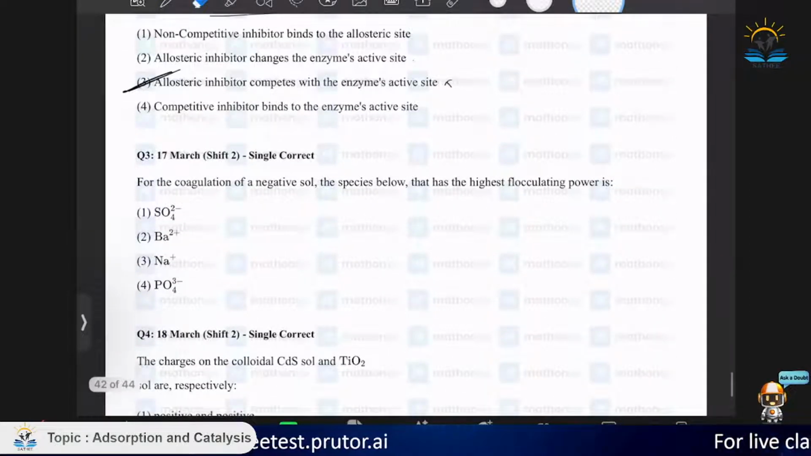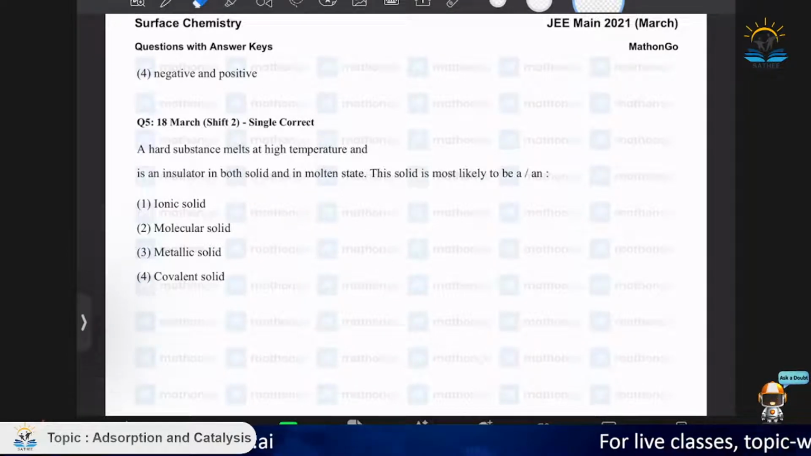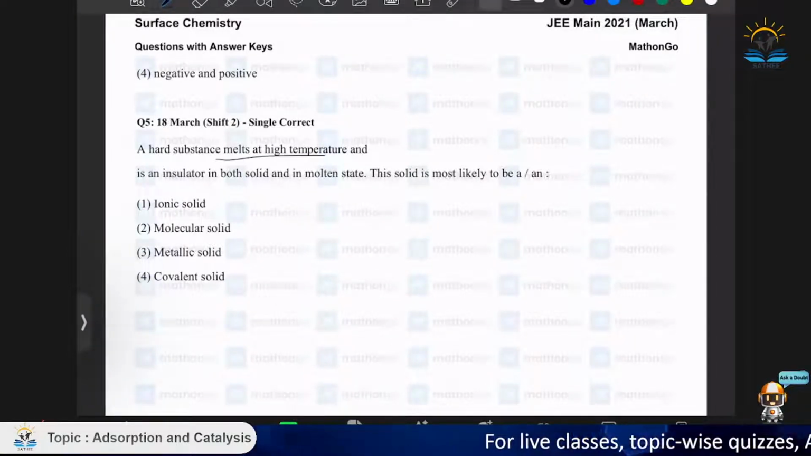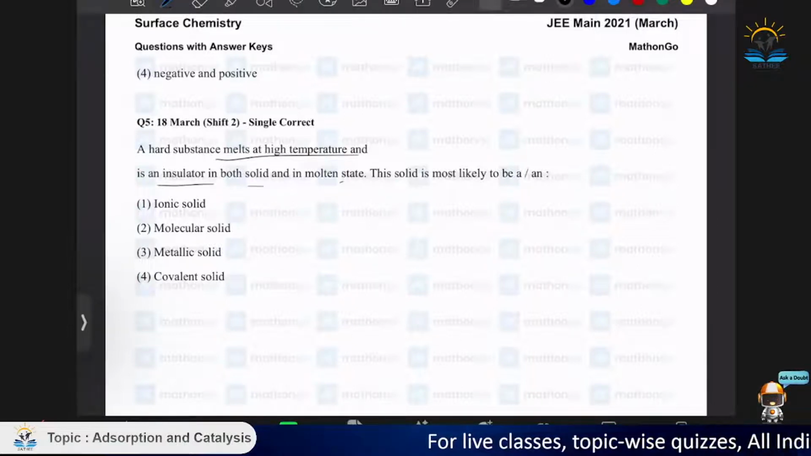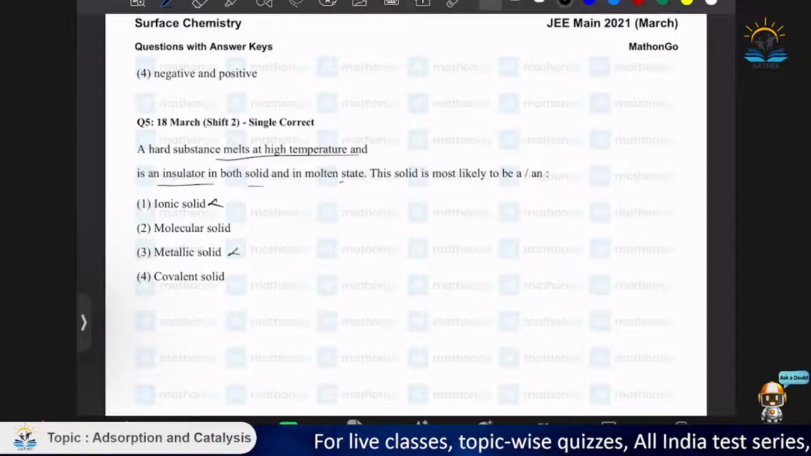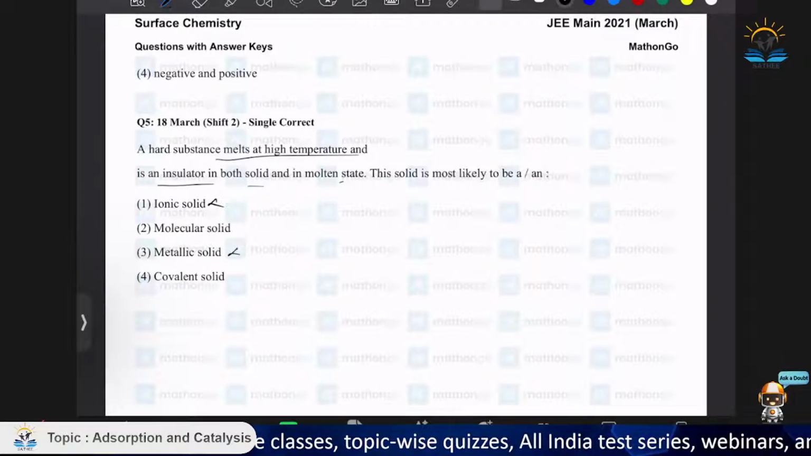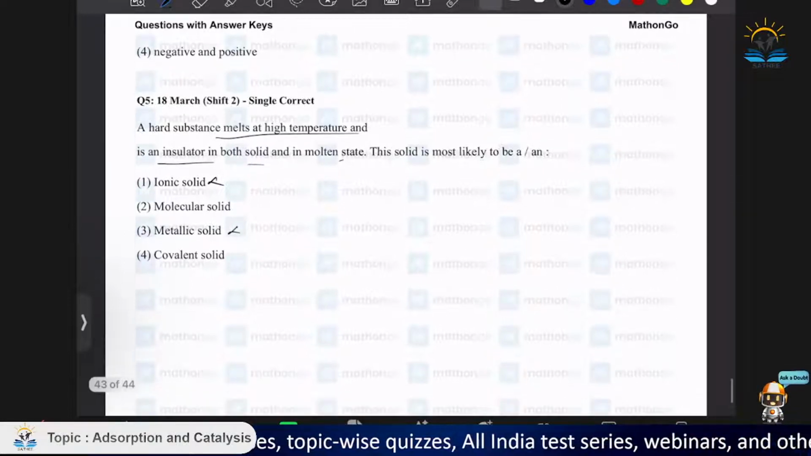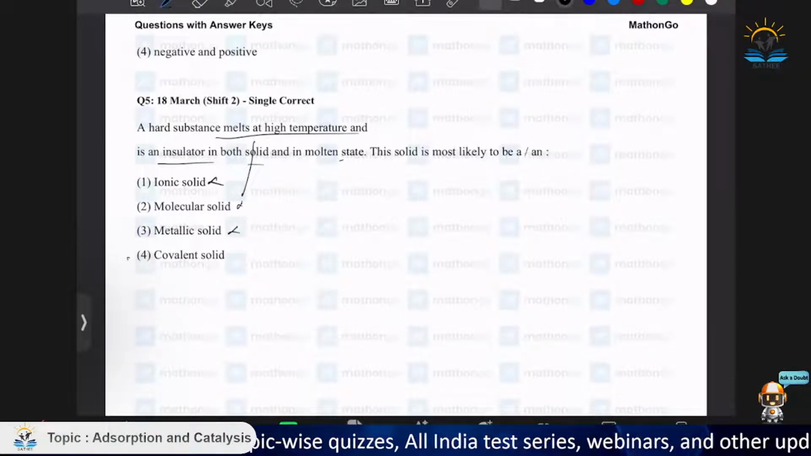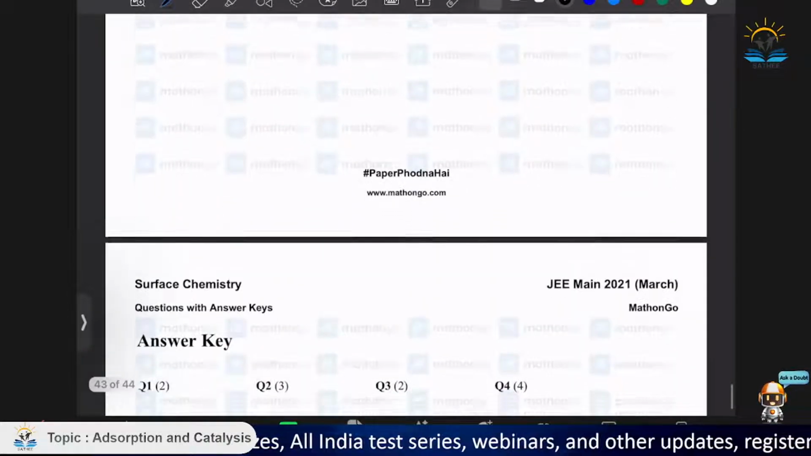Then for the coagulation of negative sol, leave it. Charges and sol, leave it. Hard substances. Hard substance melts at high temperature, insulator in solid and molten state. So it cannot be an ionic solid, cannot be a metallic solid. Either it is a molecular solid or covalent solid. It melts at high temperature, so not a molecular solid, it is a covalent solid. Okay, this is a solid state question, but anyways, we have done this.